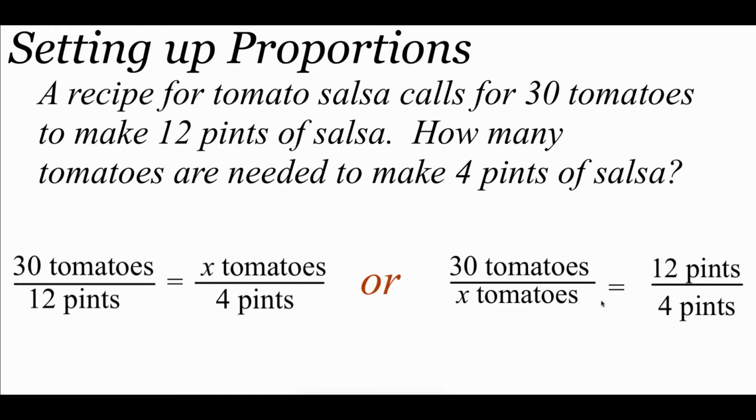The other way to write out the proportion would be making fractions out of similar information. So we've got 30 tomatoes being compared to an unknown amount of tomatoes. Now, since we took the 30, which is from the larger recipe, then when we're looking at the pints, the 12 pints has to go on top because that's from the larger recipe as well. So we would be comparing the 12 pints to the 4 pints. So again, we're setting up the proportion with similar information.